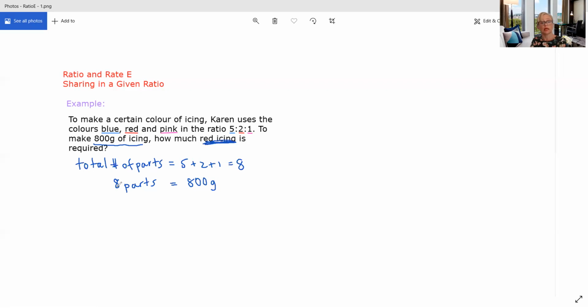Step 2, equate that total number of parts to your total quantity. So 1 part is obviously going to be 800 grams divided by 8, which is 100 grams.